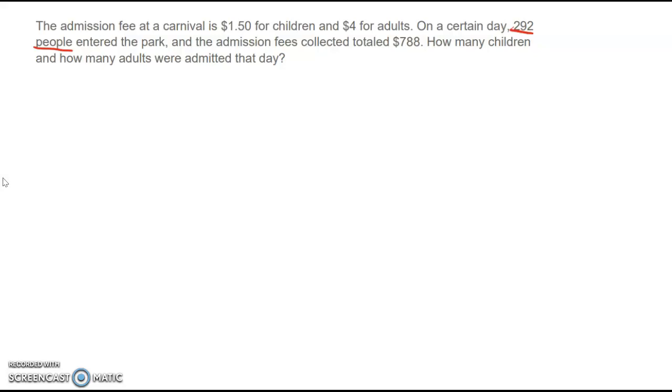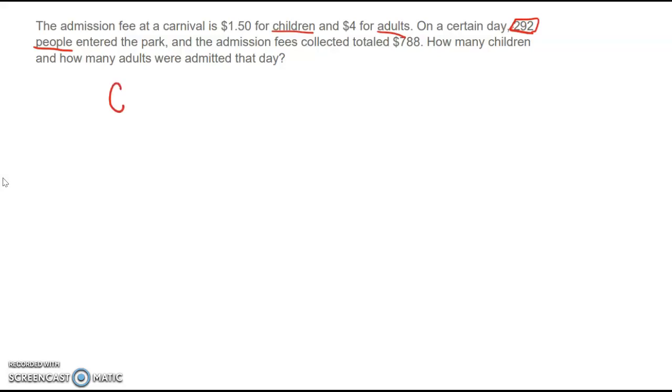So what we need to do here is set up a system of equations. We're trying to figure out children and adults, how many of each were admitted. So we know together it's going to be 292. All of the children and all of the adults total 292. So we're going to make that an equation.